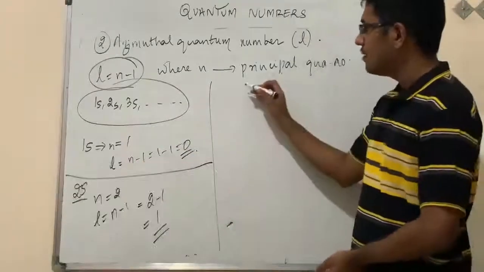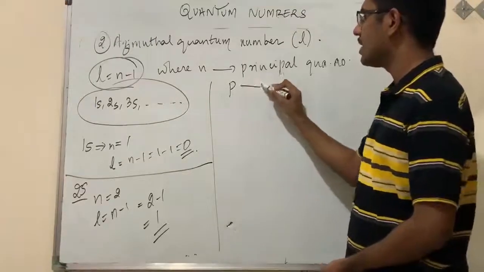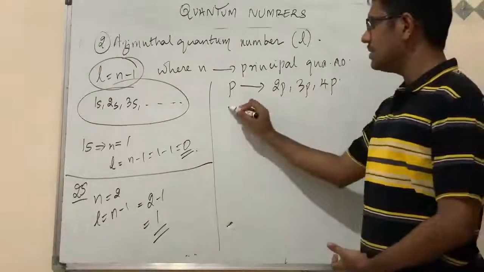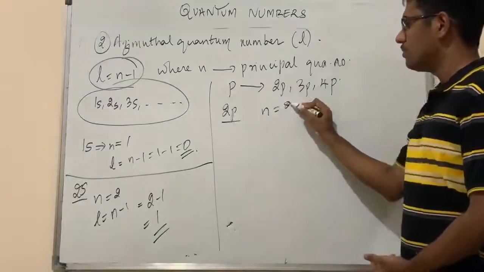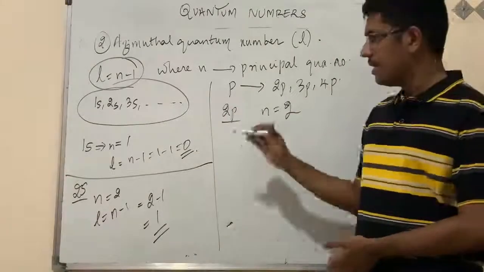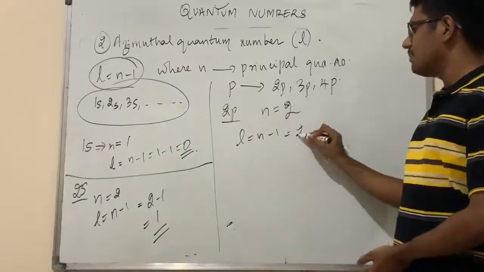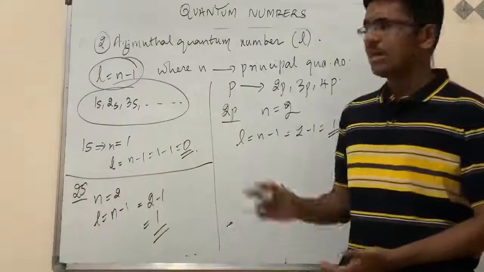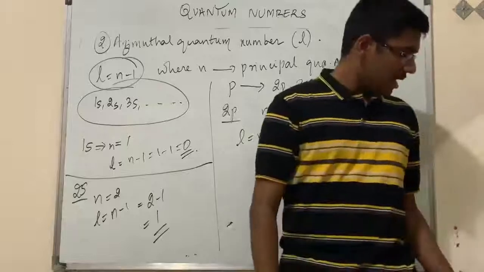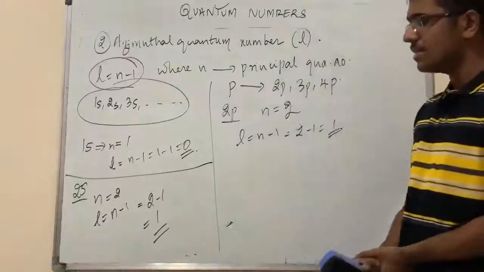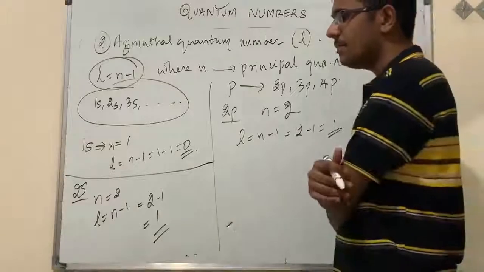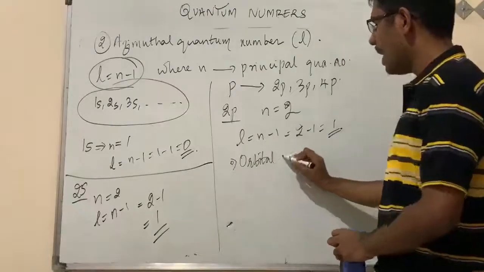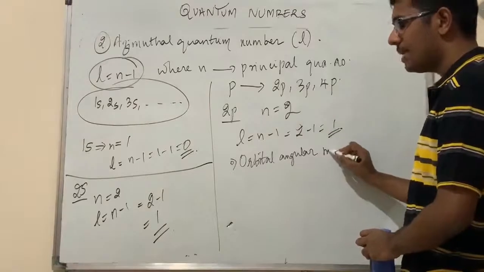Clearly, for the p orbital, which starts from 2p, 3p, 4p, etc., considering the 2p orbital, the n value is 2, because 2 is the value of the principal quantum number. And l equals n minus 1 equals 2 minus 1 equals 1. So the azimuthal quantum number is 1 for the 2p orbital. Similarly, we can find it for any orbital. And what is the use of studying the azimuthal quantum number? It denotes the orbital angular momentum.